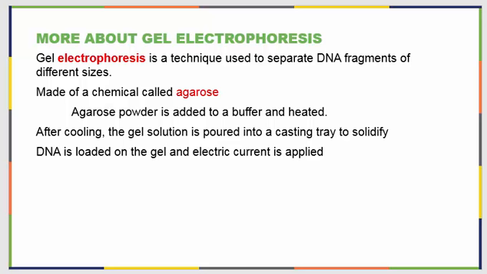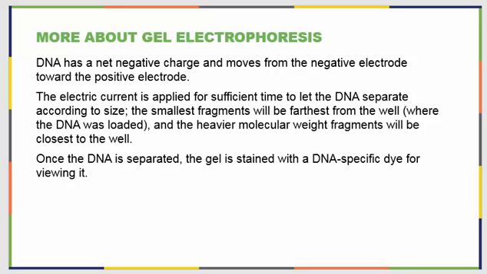The whole thing sits in a liquid solution, and an electric current is applied. DNA itself has a net negative charge, and it moves via that electric current from the negative electrode towards the positive one. The electric current is supplied for sufficient time to let the DNA separate according to size. The smaller fragments move the farthest, and the heavier ones stay closer to that initial well that we created. Once the DNA is separated, the gel is stained with a DNA-specific dye for viewing it. You've already seen that picture. This allowed us to read a DNA chain, although it did take a while to figure out an entire genome.